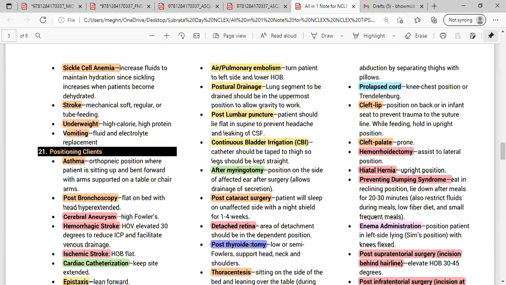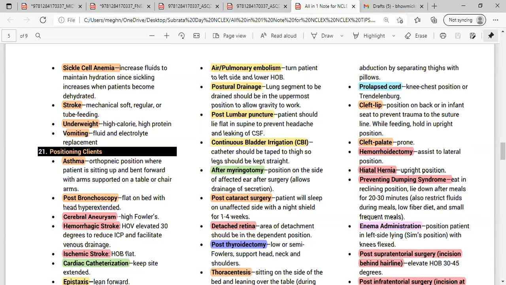After thyroidectomy: if anybody has a goiter or thyroid problem and needs to have the thyroid gland removed. After surgery of the thyroid gland, or thyroidectomy, it is good to go for low or semi-Fowler. Low Fowler means less than 30 degrees. Semi-Fowler means 40 to 60 degrees.